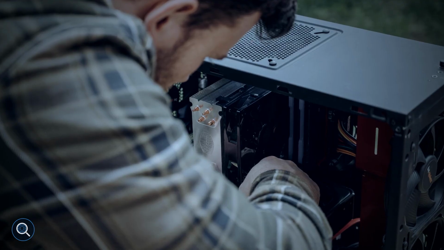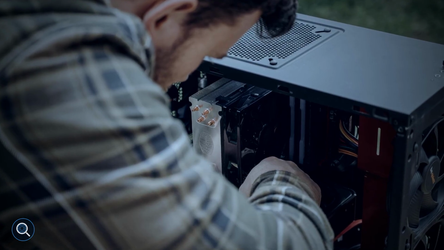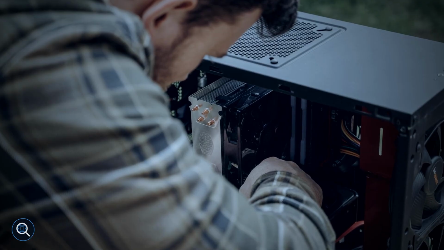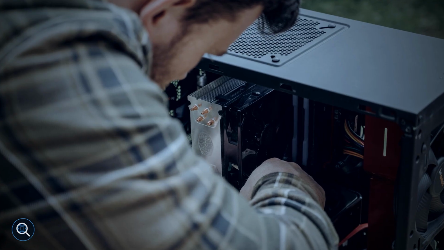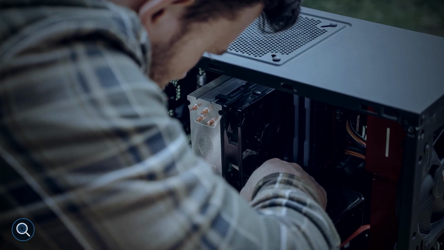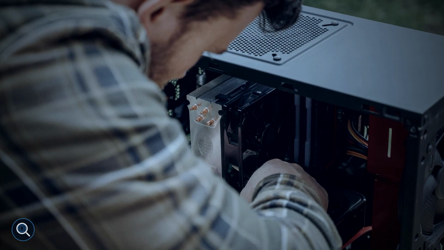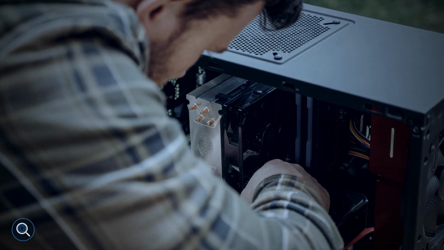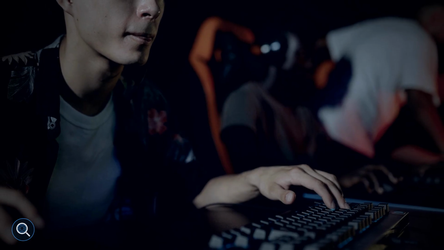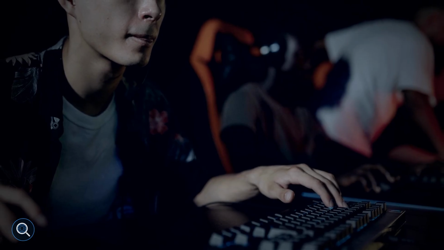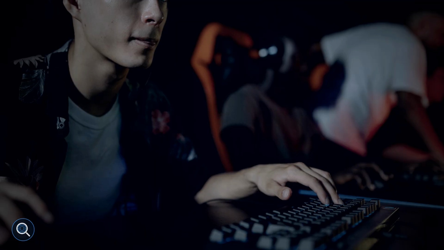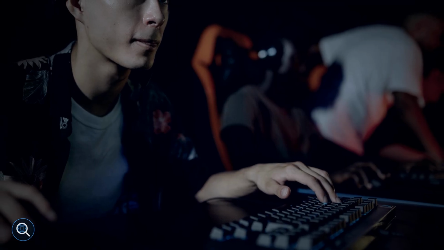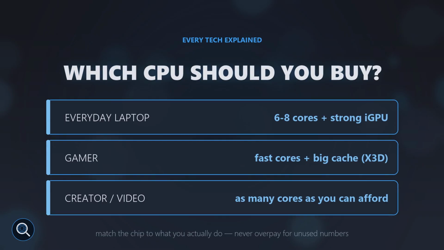So put it all together. 3 buyers, 3 clear answers. If you just need an everyday laptop for browsing, office work, and video, don't overpay. 6 to 8 cores, a solid boost clock, and strong integrated graphics is all you'll ever actually use. If you're a gamer, chase fast cores and big cache over raw core count. 8 quick cores with extra cache, like AMD's X3D chips, will outgame a pricier 24-core monster.